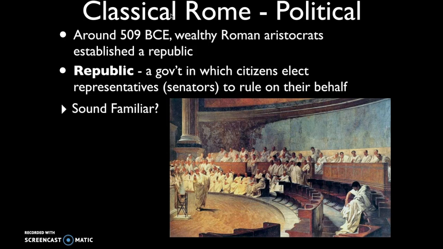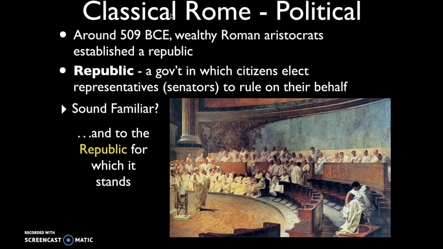Now, this should sound familiar to you. "And to the republic for which it stands." Because our government was initially set up as a republic, and was based on the model of the Roman Republic. When Benjamin Franklin exited the Constitutional Convention, he was asked what type of government the Founding Fathers established, and he said, "A republic, if you can keep it." The Founding Fathers were very dubious of democracy because they were fearful of giving the people too much power.